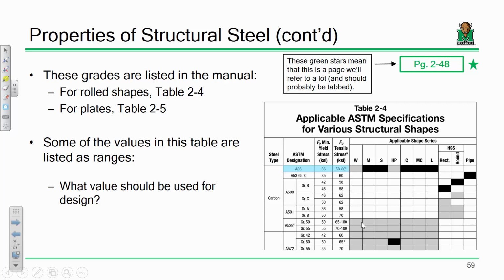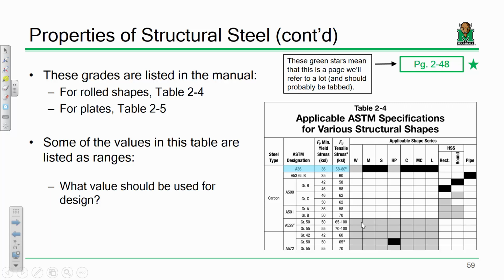If you're designing a bridge that carries traffic, and your grandma is going to be driving over this bridge every day and you don't want anything to happen to grandma, you pick the worst case scenario. And the worst case scenario would be 58. Okay? And so the question might be, well, why put the range? Why not just put 58, right?